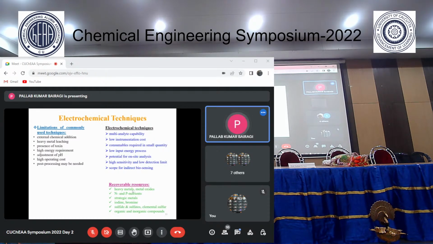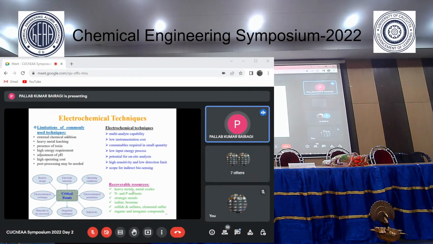But before using an electrochemical technique, one should focus on these points: which materials need to be recovered, which electrode materials and electrochemical technique need to be employed, what the operating conditions are, which electrochemical parameters are the controlling parameters, whether there is any necessity of integration of other techniques, and the selectivity of the used electrode material towards the target analyte.